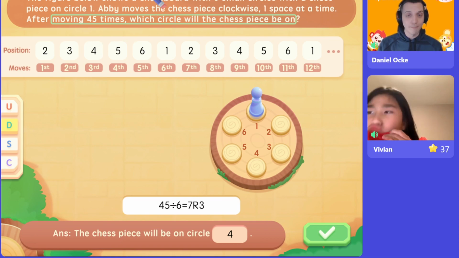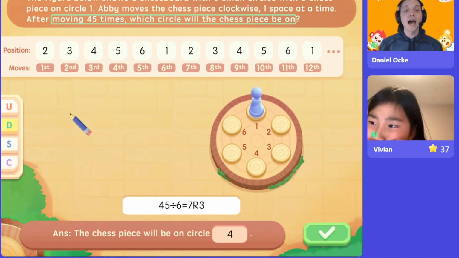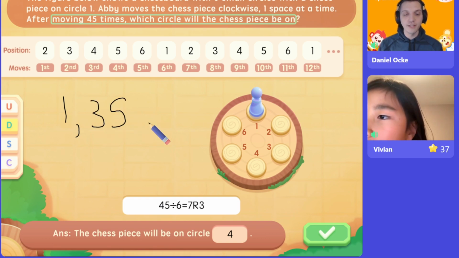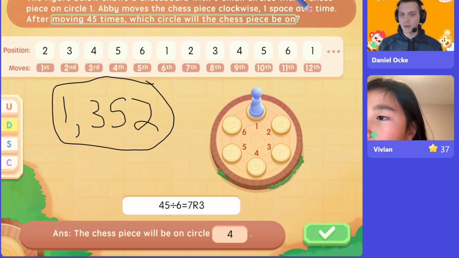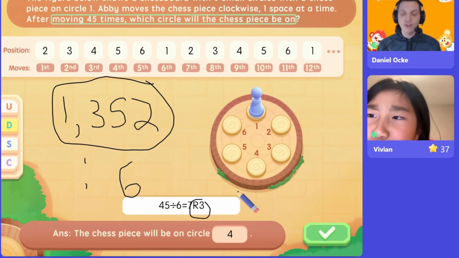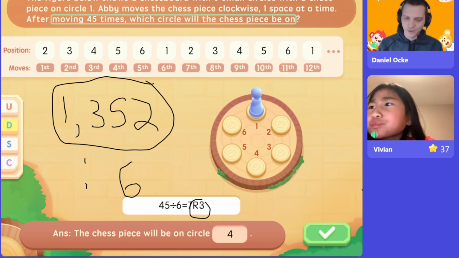For example, Queena, here's where that method might get you in a little bit of trouble. Let's say I asked you, after the 1,352nd move, what piece are we going to be on? Queena, are you going to want to count 1,352 times? No, absolutely not. We're going to be here all night. Nobody's going to get to sleep. So instead of counting 1,352 times, we could just divide that number by 6, and whatever the remainder is, that's the answer.